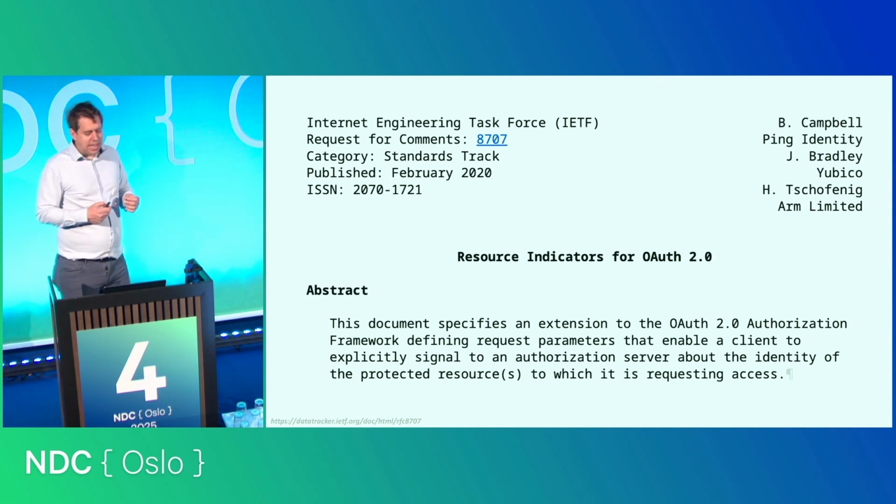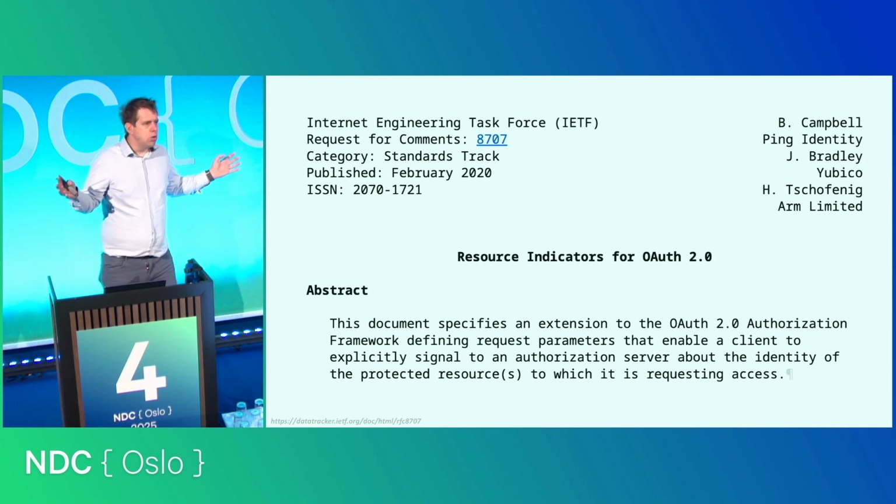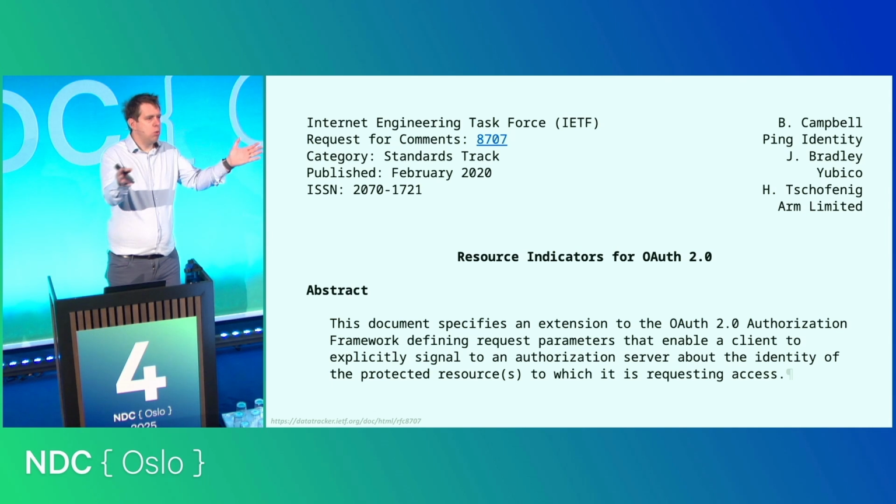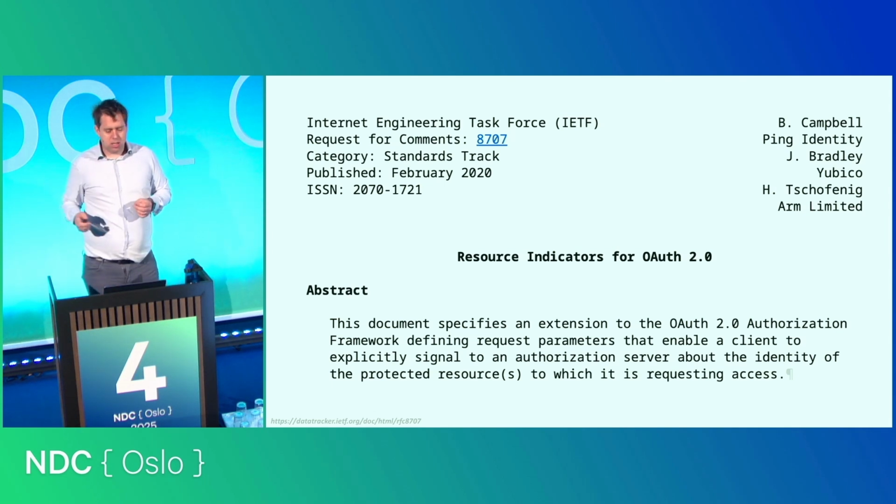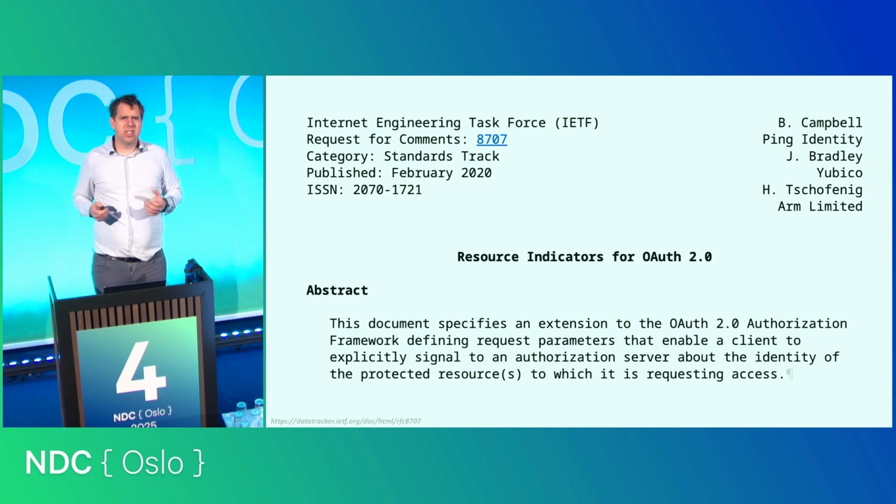And resource indicators allow us to reduce the authority of an access token to a single resource, a single API. And that's essentially what this spec brings to the table. So how does that work? Well, it adds a few tiny changes into the OAuth flow to make this possible.